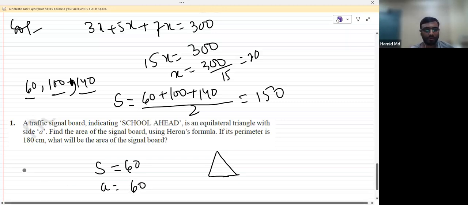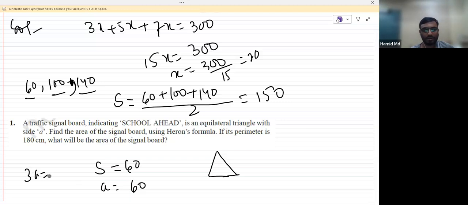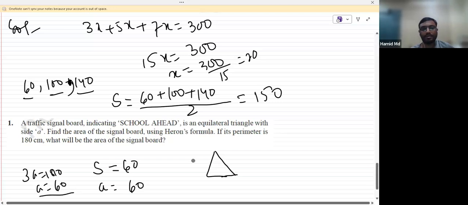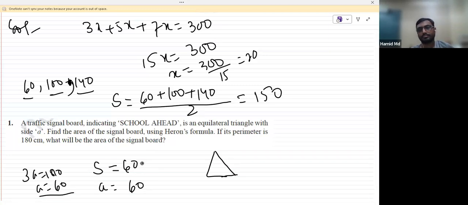Yeah. Okay, because 3A is equal to 180. So A is equal to 60, right? Yeah, right. What about S? S will be 60 plus 60 plus 60, which is 180, divided by 2. 90. 180 divided by 2 is 90.